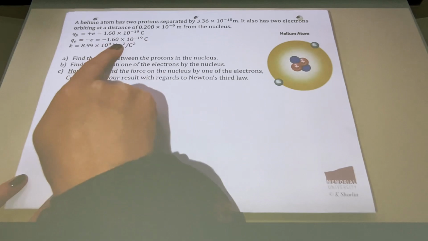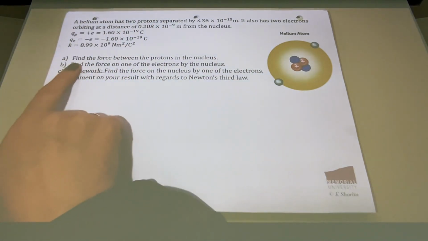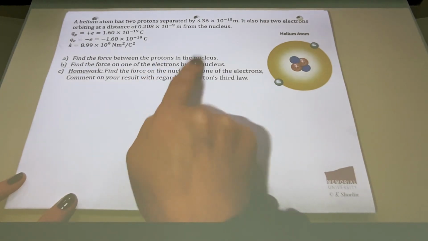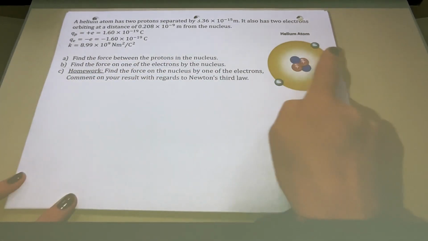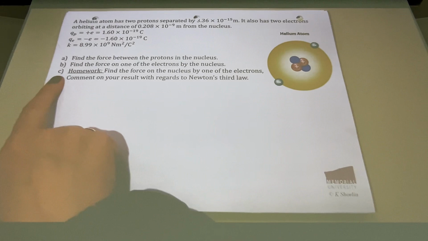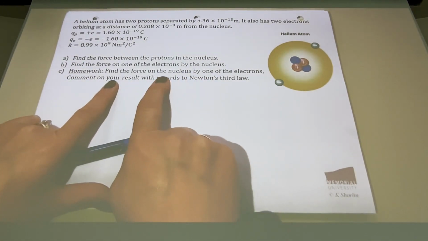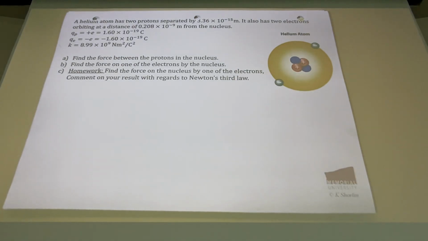As a reminder, I put the charges here just so we didn't have to write those out again. Part A, find the force between the protons in the nucleus. Part B, find the force on one of the electrons by the nucleus. And then part C is to think about that action-reaction pair and find the force on the nucleus by the electron. That'll be the homework question. So let's get started with part A.